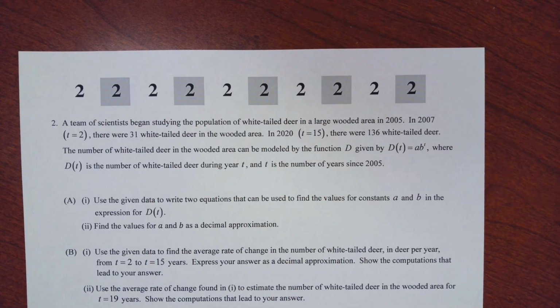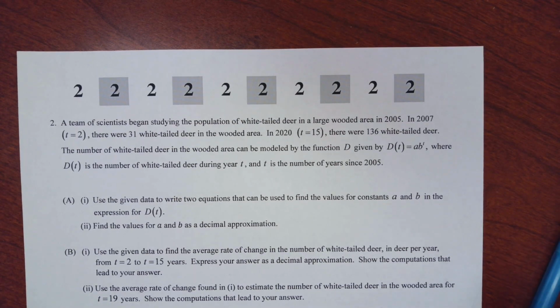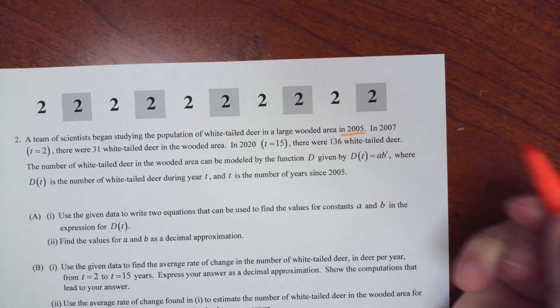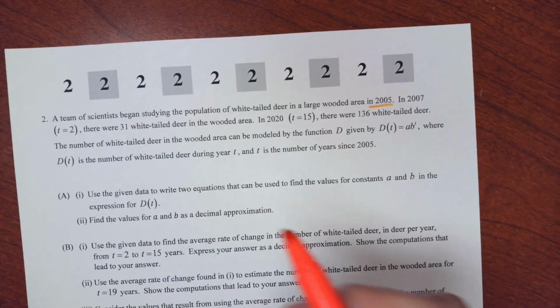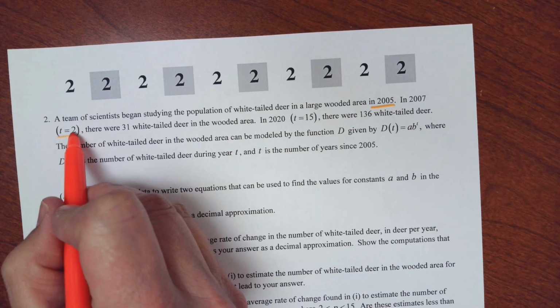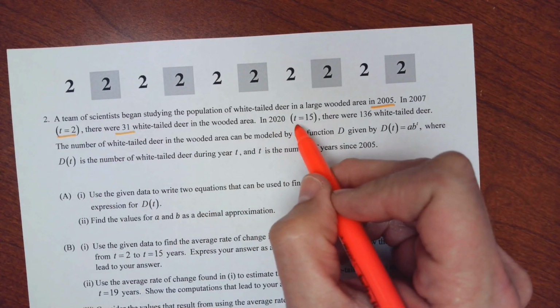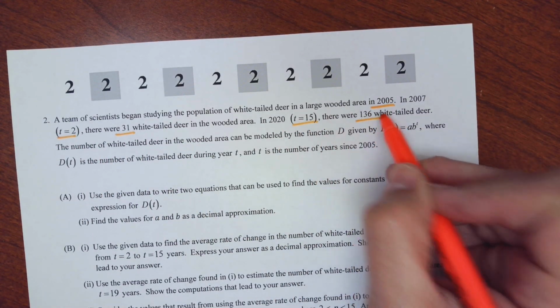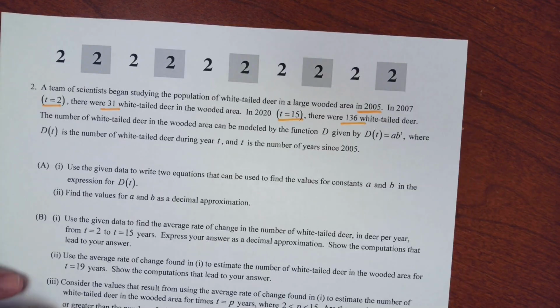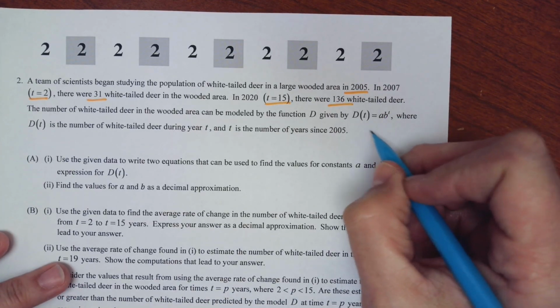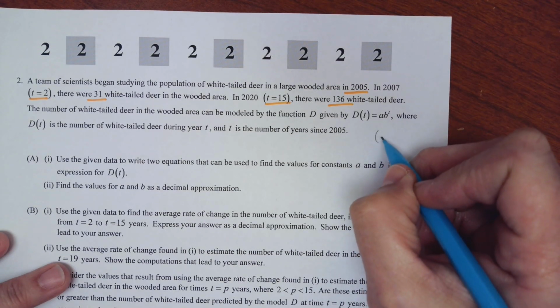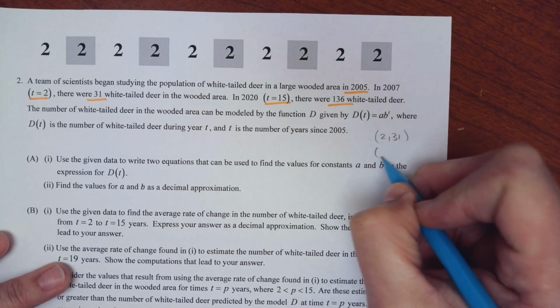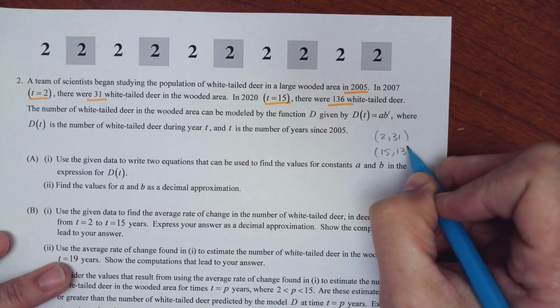Okay, so here we are doing this example from class. First of all, when you're reading this problem, a team of scientists studying the number of deer, 2005 is your starting point, so that's year 0, right? Then it says in 2007, so 2 years later, 31, and 2020, which is 15 years later, 136. So what they've done is give you 2 points on this curve: 2 and 31, and 15 and 136.